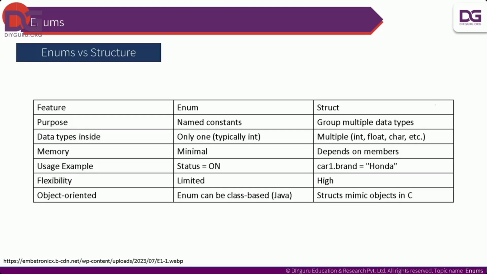Then the difference between enums and structures. In enums we only use constants, and in structures we use different groups of data types. Mainly we use only int here, and in structures we use int, float, char and so on. The memory allocation is minimum, whereas a structure depends upon the members that we use. This is the example, though here you can also use string. Next, this is limited.